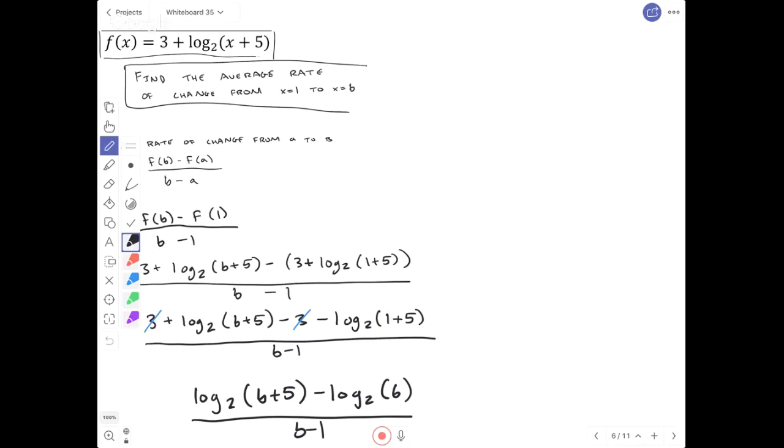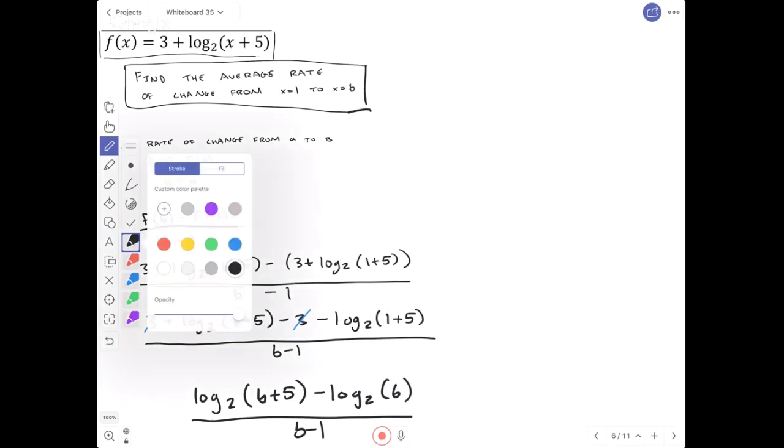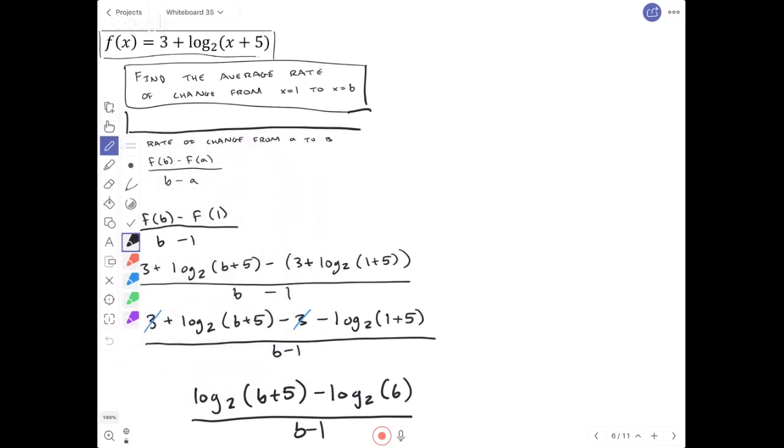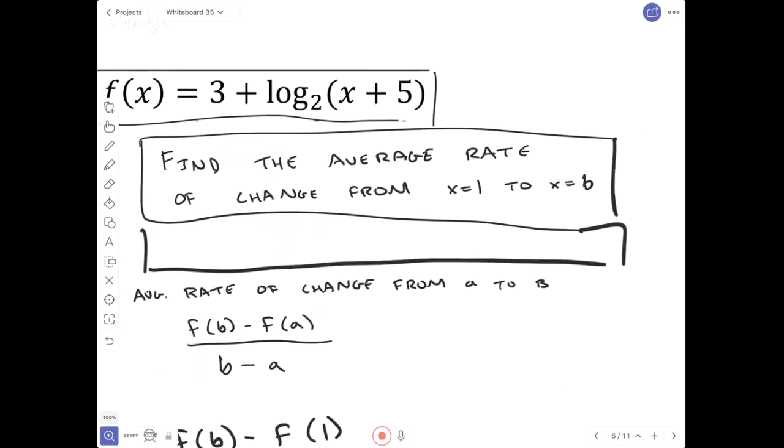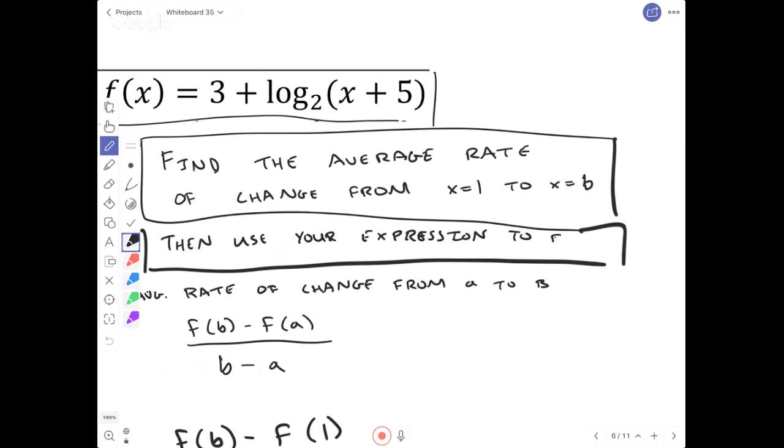Cool. And then if I wanted to deploy this expression that I've now written, I could go back in and add to my instructions, then use your expression to find the change from 1 to about 10. So let's let b equal 10.